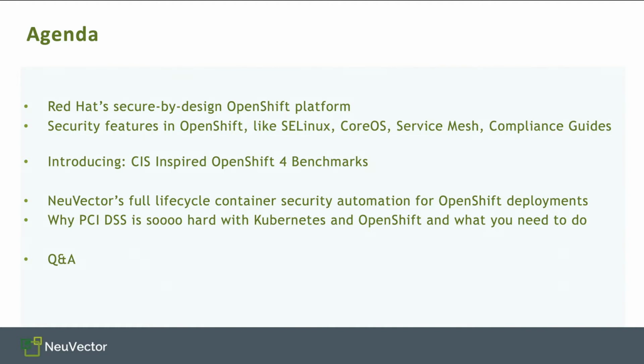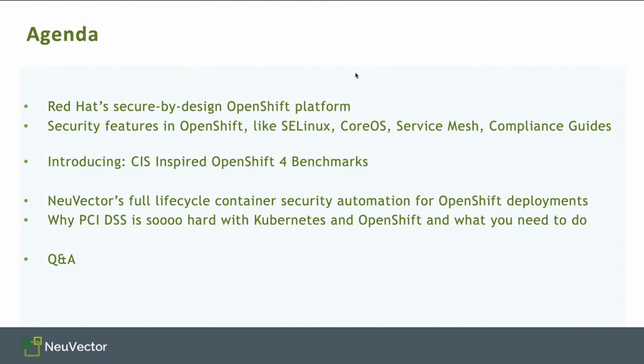Then we're going to introduce you to the CIS-inspired benchmark for OpenShift 4, which is a sneak preview of what is to be released. And then I'm going to give you a short overview of NeuVector, and also talk about how to make Kubernetes and OpenShift PCI compliant and why it is so extremely hard to do so. And then I'm going to hand it over to Glenn, who's actually going to show you how we go about things and how we make Kubernetes and OpenShift PCI compliant. So with that, let's get started.